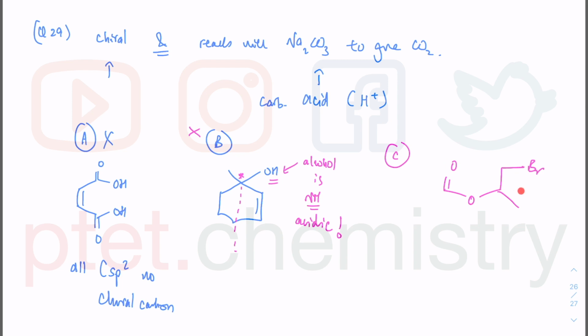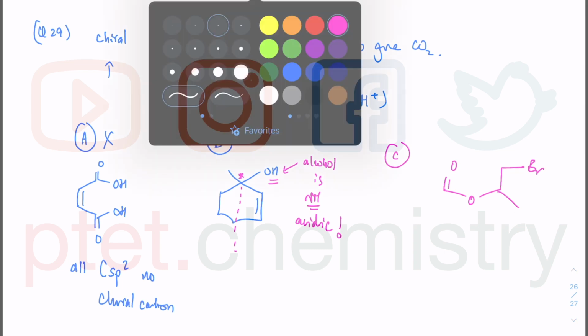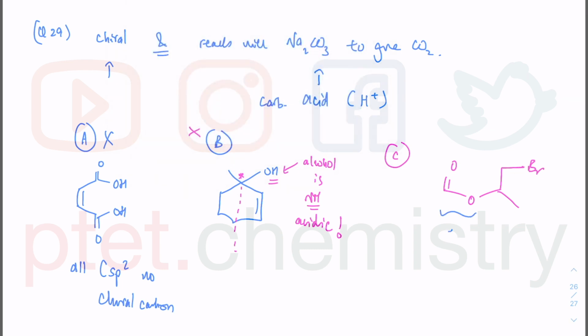HCO2CH, there's an H, CH2Br, and there's a CH3 there. So make sure you can read skeletal formula properly. Now this is an ester. An ester is not acidic.